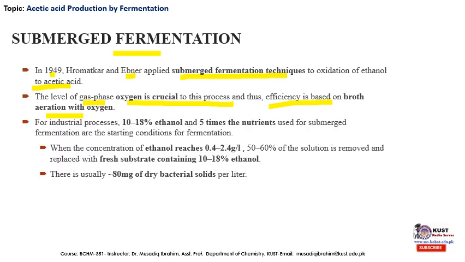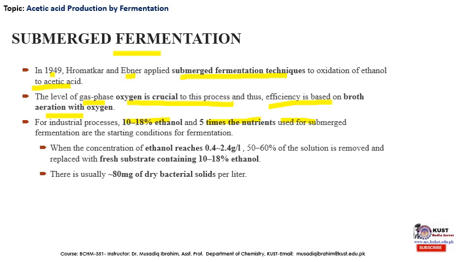For industrial purposes, 10 to 18% ethanol and 5 times the nutrients are used for the submerged fermentation, and these are the starting conditions for the fermentation process.